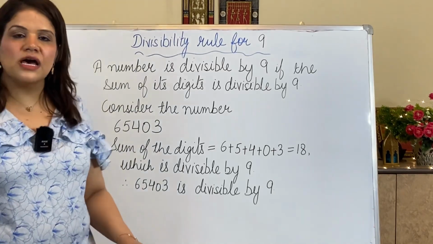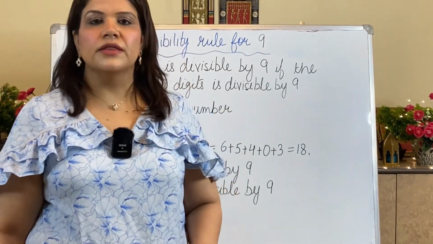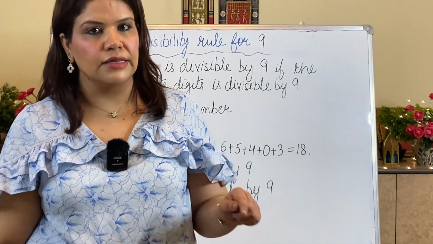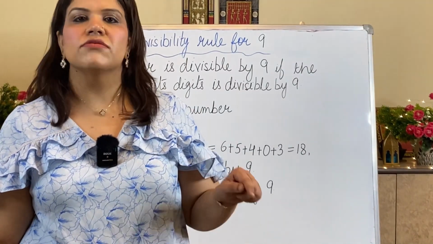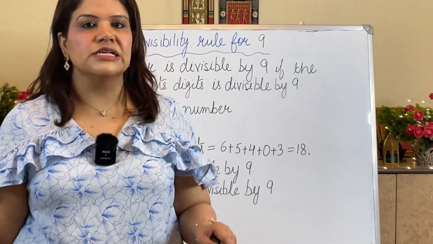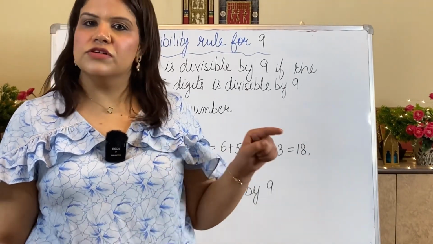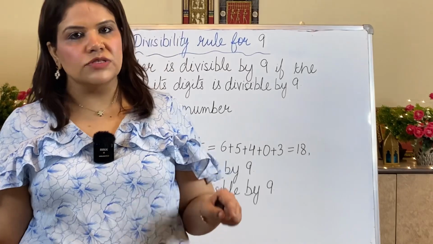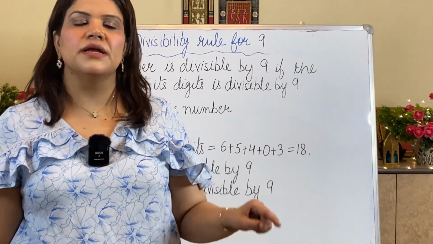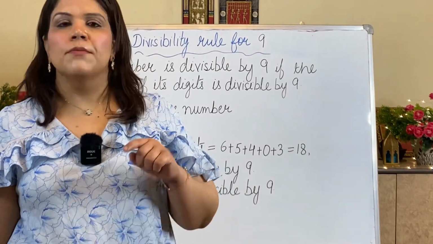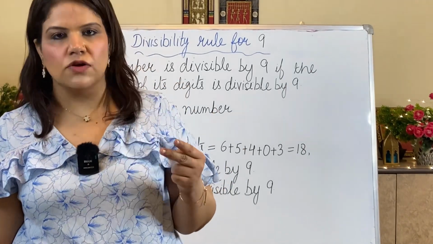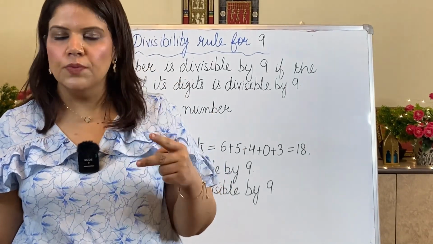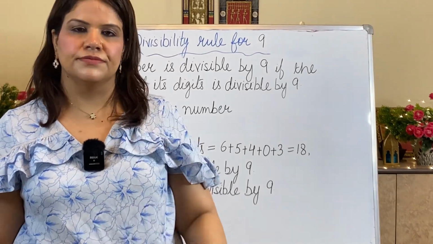So, in this, I had explained to you that the number is divisible by 3 if the sum of its digits is divisible by 3. And same is the case for 9. If the sum of the digits is divisible by 9, then the number is divisible by 9. But for the divisibility of 6, I need to check two tests of divisibility. Divisibility by 2 and divisibility by 3.